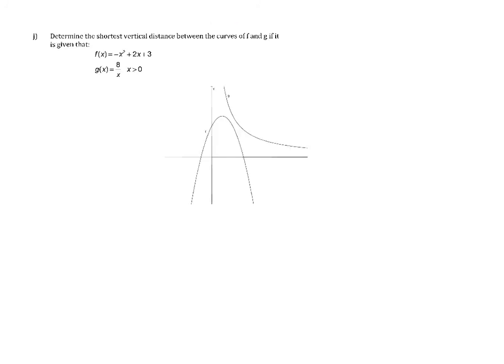Lastly, we're going to look at this question. Determine the shortest vertical distance between the curves of f and g, if it is given that there's this parabola and then there's this hyperbola. Okay, so what do we do again? We look at which function is on top. So the hyperbola is on top there. So g is the hyperbola, and then we've got f, that is the parabola.